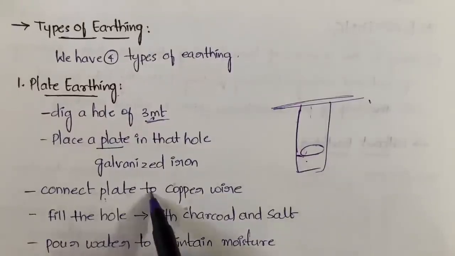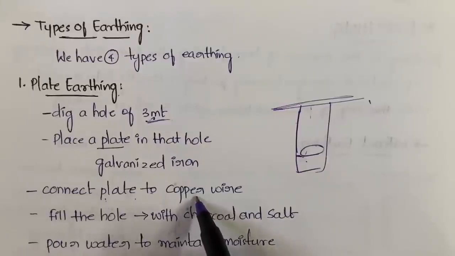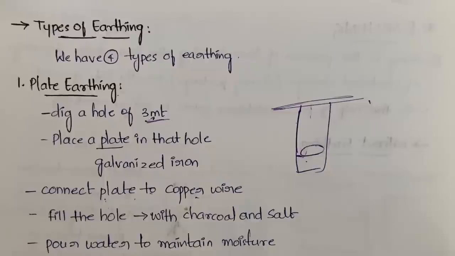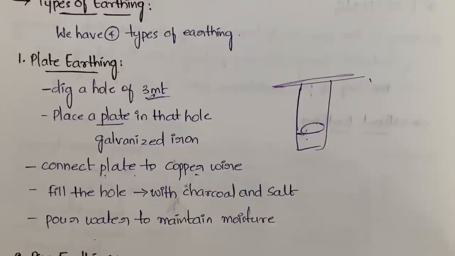And here I said you need to connect the plate to the copper wire. Why? Because whatever electrical discharges are there, that is, whatever leakage currents are there, those leakage currents will be brought into the earth with the help of this copper wire. That is why you need to connect a copper wire, and you fill the hole with the charcoal and salt mixture, and then pour water in order to maintain the moisture. Got it? This is about the plate earthing.